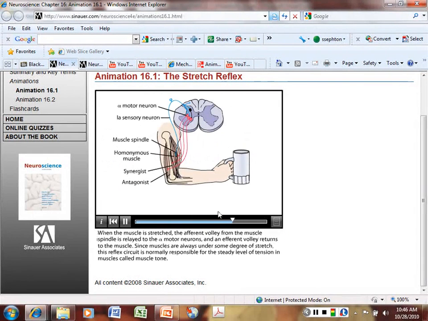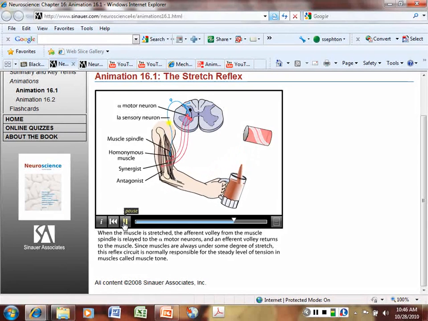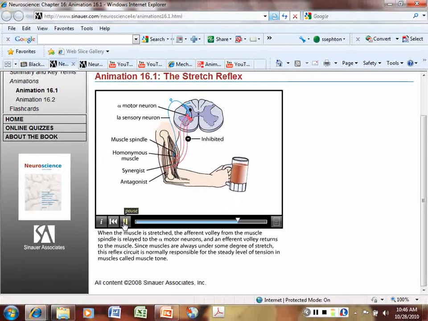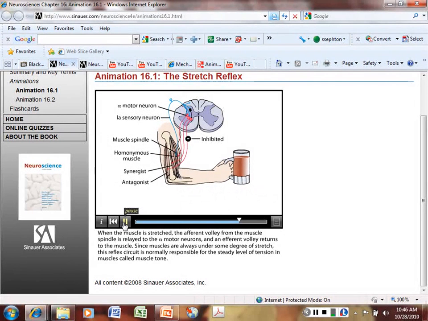When the muscle is stretched, the afferent volley... So whenever you see a very simple connection, you can probably infer that speed of conduction is important in that connection. Let's kind of go on. Volley from the muscle spindle is relayed to the alpha motor neurons, and the efferent volley returns to the muscle. Since muscles are always under some degree of stretch, this reflex circuit is normally responsible for the steady level of tension in muscles called muscle tone.